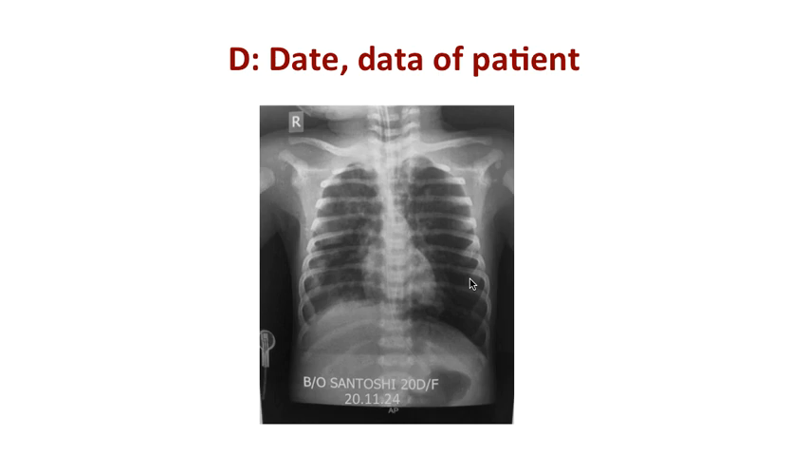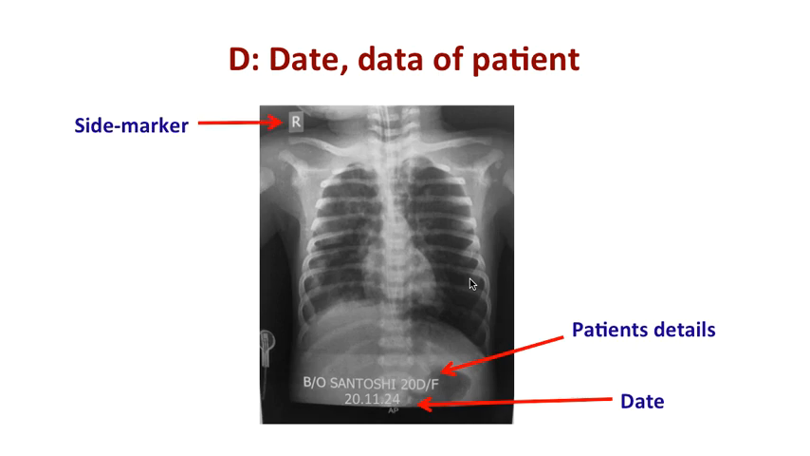So the first thing one should look at in a chest X-ray is the date and the data of the patient. Whenever you get an X-ray in your hand, you should confirm that it belongs to the right patient. Right? So you have to look at the name and the details of the patient. Also look at the date, because some patients can have multiple X-rays, and it helps in sequentially arranging the X-rays and seeing what is going on with the patient. Right? The radiographer usually places a marker on the X-ray to tell you which side is which.